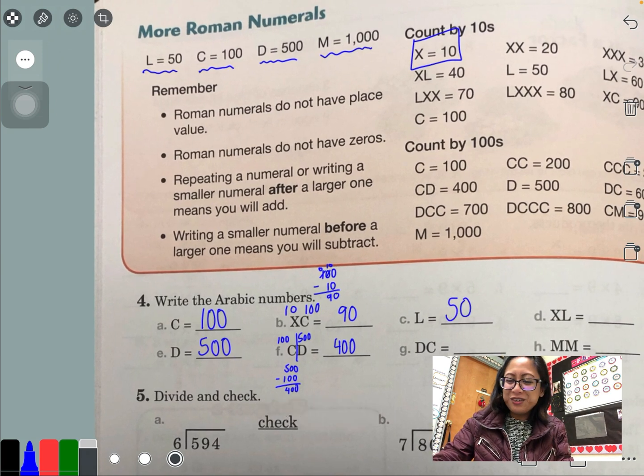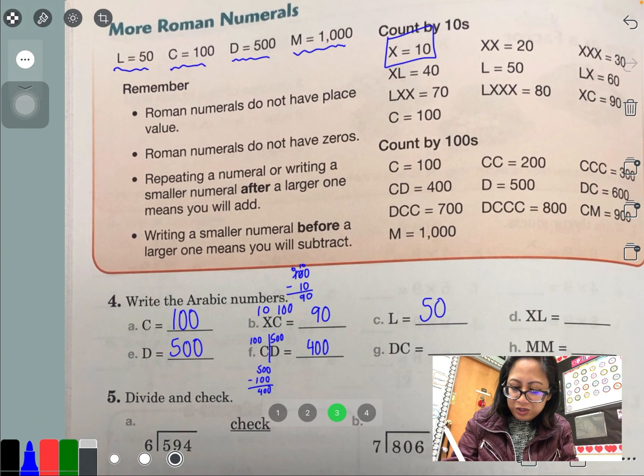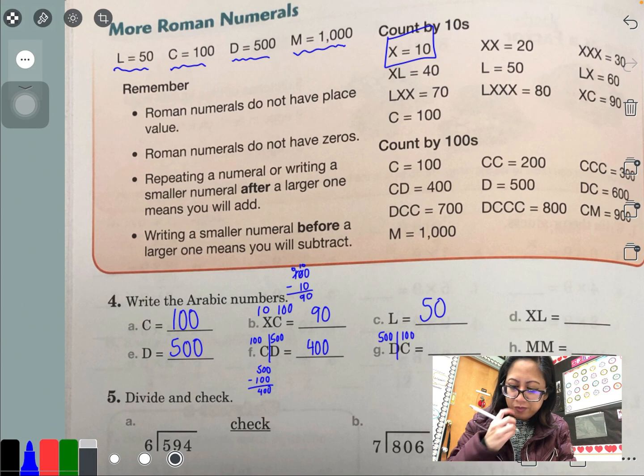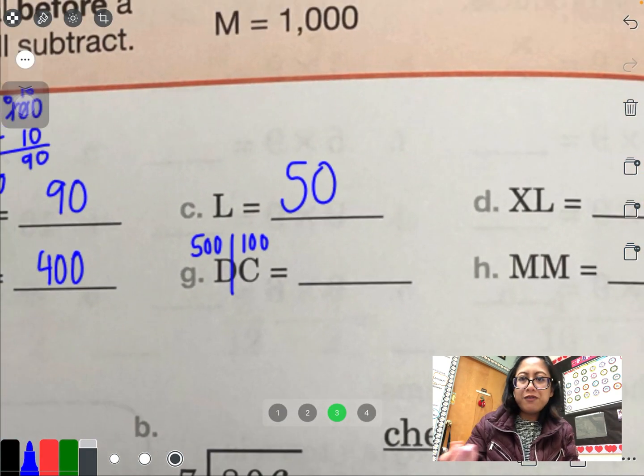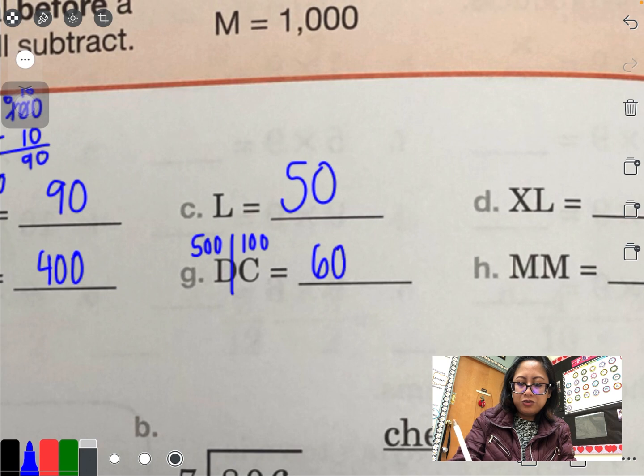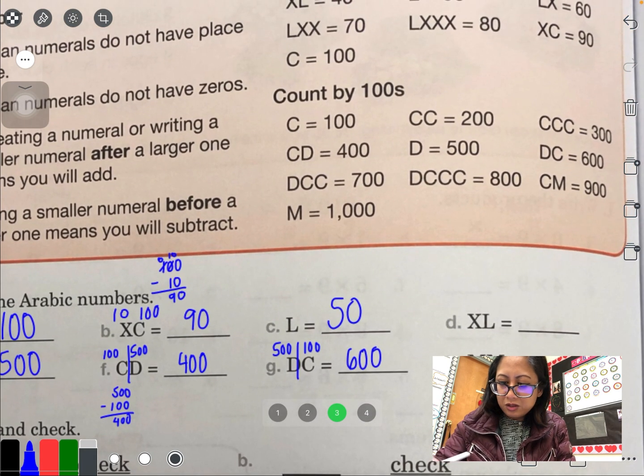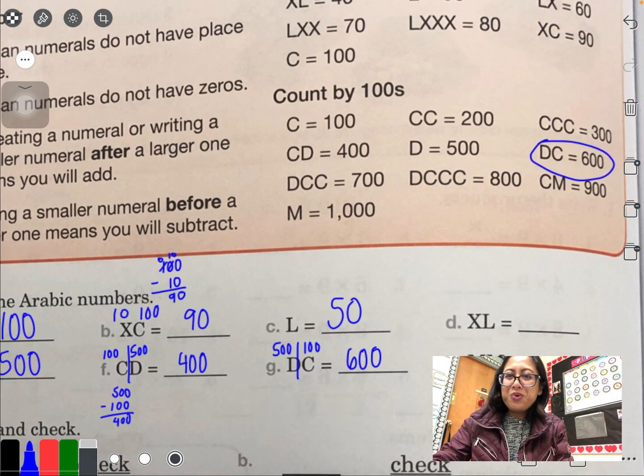DC. Oh, DC universe. Okay, DC. So we know that D is 500. C is 100. Oh, this is good because the big brother is in front. So if the big brother is in front, we can just simply add 500 plus 100. 600. Is that correct? Yeah, it's right here. Oh, it was already over there. I didn't really need to break it down.